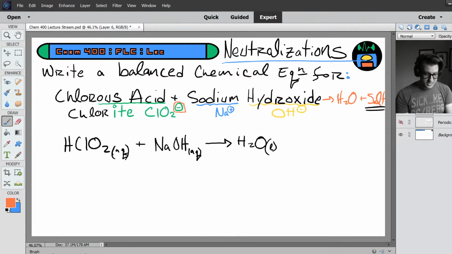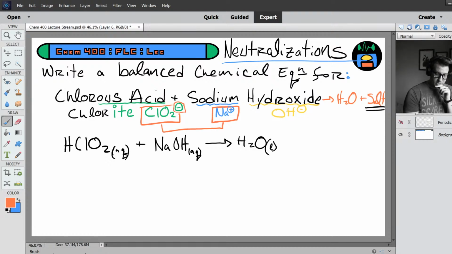But we know that our salt is going to be made up of our metal cation getting paired with the anion that our acid structure is based off of. So our salt is going to be sodium chlorite, and you can see sodium has a charge of +1, chlorite has a charge of -1, so these come together in a 1-to-1 ratio, NaClO2.